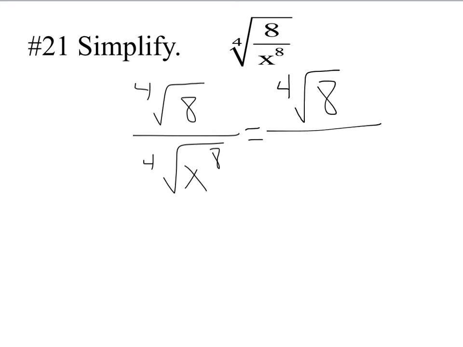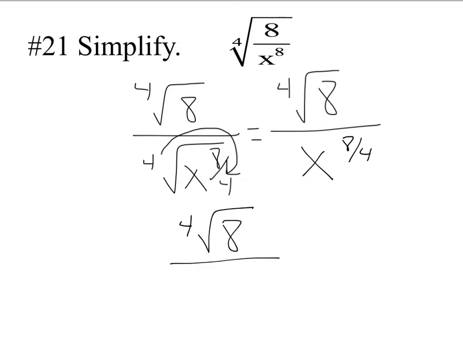However, the fourth root of x to the 8th, we can take our index and bring it back around to become our denominator, just like in the past we took our denominator and brought it around to our index. So this becomes x to the 8 over 4, but we're not going to leave it x to the 8 over 4. We're going to clean this up even more, and we're going to say the fourth root of 8 over x squared, because 8 over 4 is 2. And that will be our final answer for number 21.